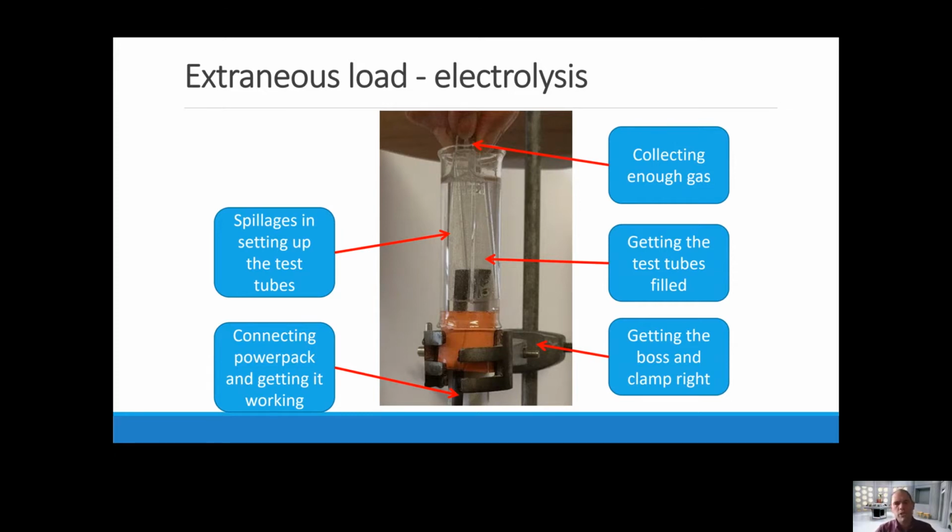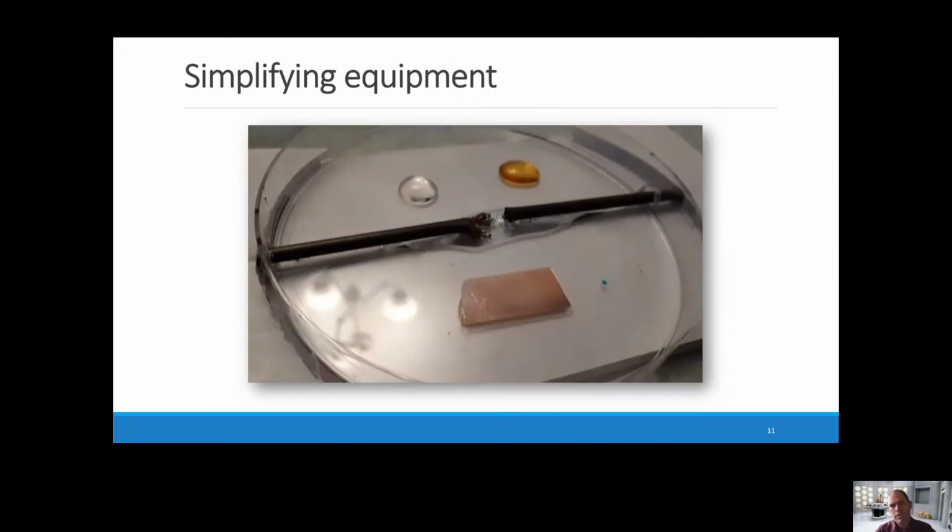So one of the things we can do is reduce that extraneous load, simplify equipment, and this is where microscale chemistry comes in. You can do electrolysis in just a droplet of water in a Petri dish with a couple of graphite rods or carbon fiber rods. And so you're stripping away a lot of the extraneous load in terms of the complex equipment and them just fitting equipment together and making it work. So this simplifies what they have to focus on.